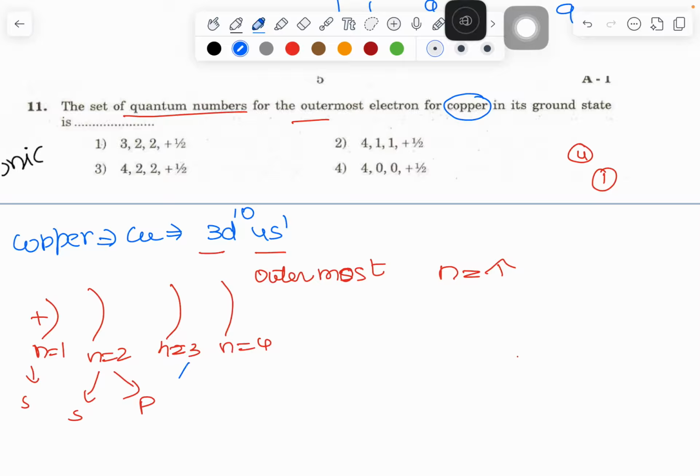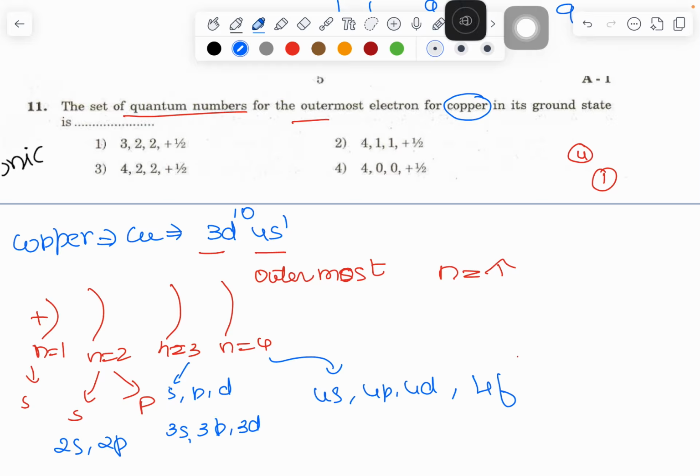In n is equal to 3, we have s subshell, p subshell and d subshell. So we call them 3s, 3p and 3d. Here we have 2s and 2p only, we don't have 2d. Here we have again 4s, 4p, 4d and 4f also. So this 4s1, this n is equal to 4, will be the outermost shell, and the electronic configuration in that shell for copper is 4s1.